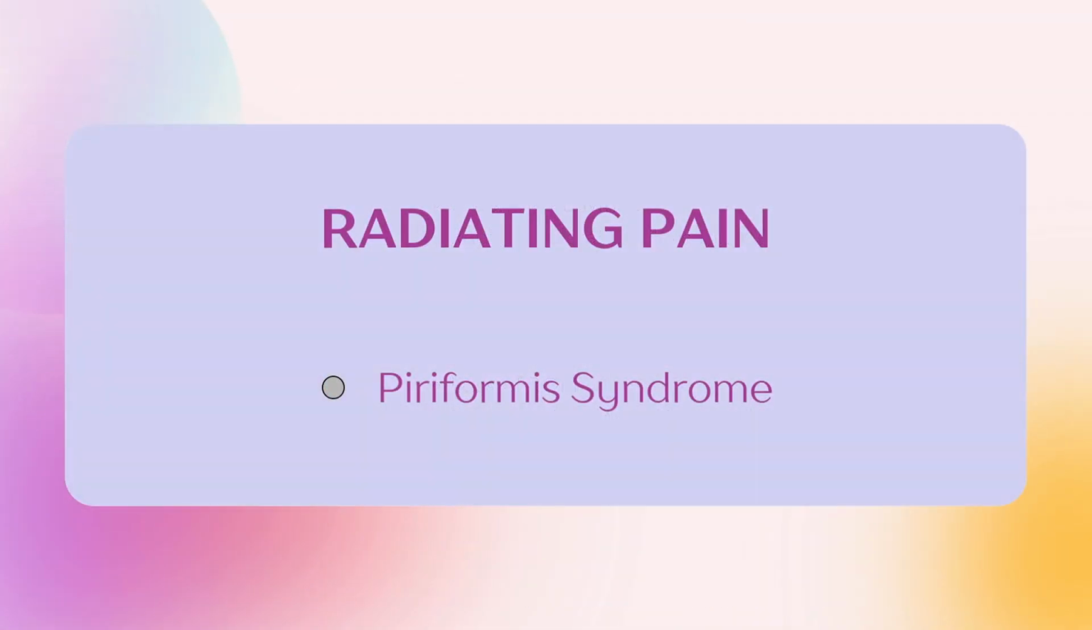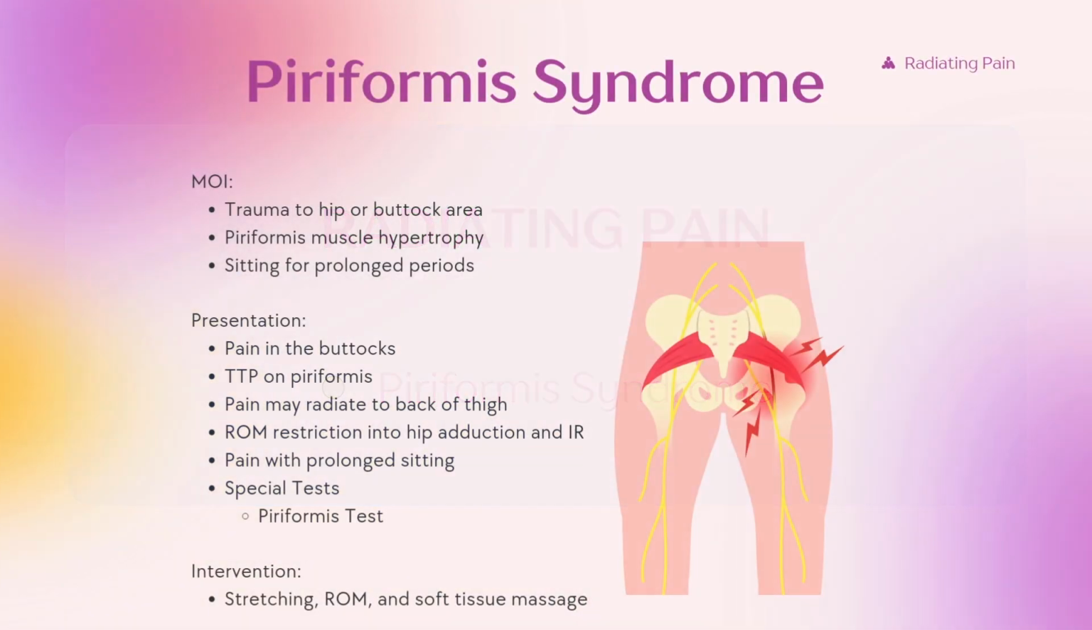Next is radiating pain. Radiating pain is numbness and tingling due to a nerve root or peripheral nerve compression. An example is Piriformis Syndrome. This is typically due to trauma to the hip or buttock area, or piriformis muscle hypertrophy, or sitting for prolonged periods. They will have pain in the buttocks and tenderness to palpation of the piriformis. Pain can radiate to the back of the thigh. They might have a range of motion restriction into hip adduction and internal rotation, and pain with prolonged sitting.